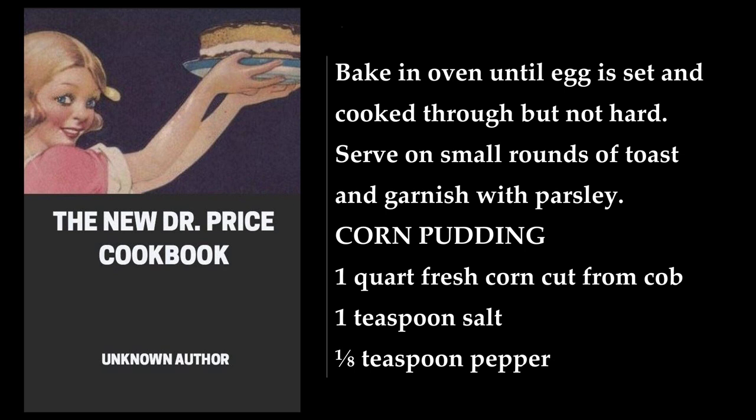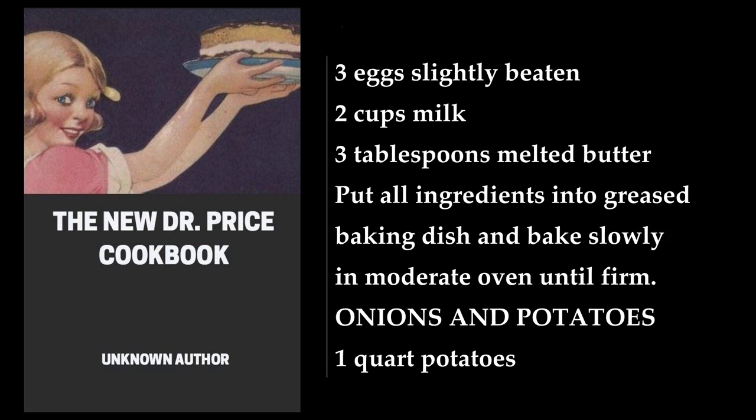1 quart fresh corn cut from cob. 1 teaspoon salt. 1/8 teaspoon pepper. 3 eggs slightly beaten. 2 cups milk. 3 tablespoons melted butter. Put all ingredients into greased baking dish and bake slowly in moderate oven until firm.